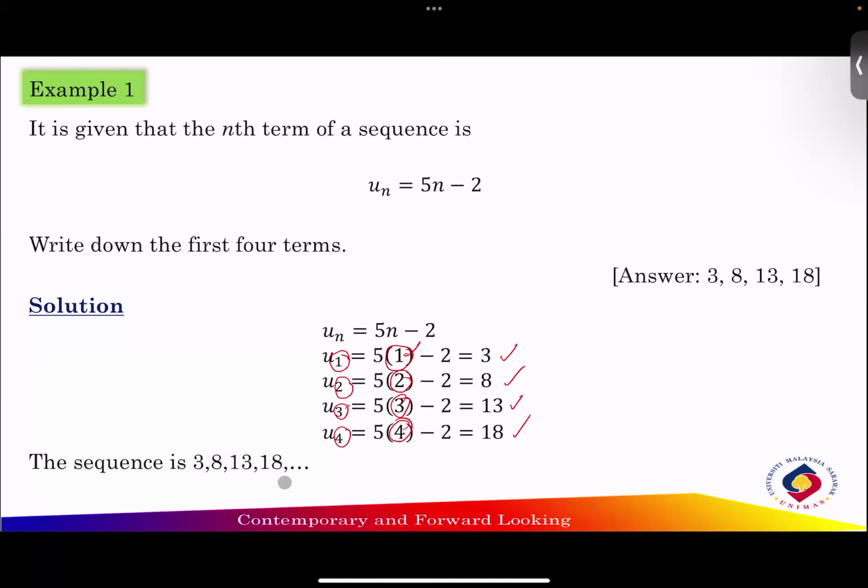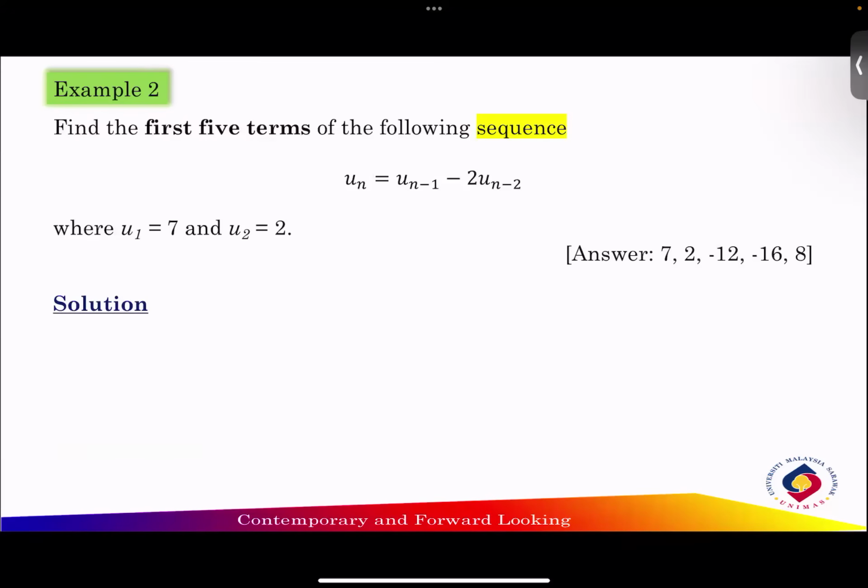Okay, let us recall again. A sequence is what? It's a list of numbers like this. This is called a sequence. So, find the first 5 terms of the following sequence. It's given, this one is a formula: un equal to un minus 1 minus 2 un minus 2. This question is special as they give you the condition that u1 is equal to 7 and u2 is equal to 2.